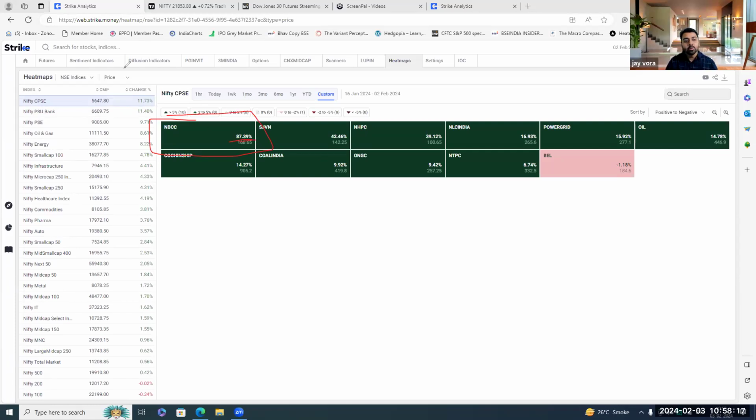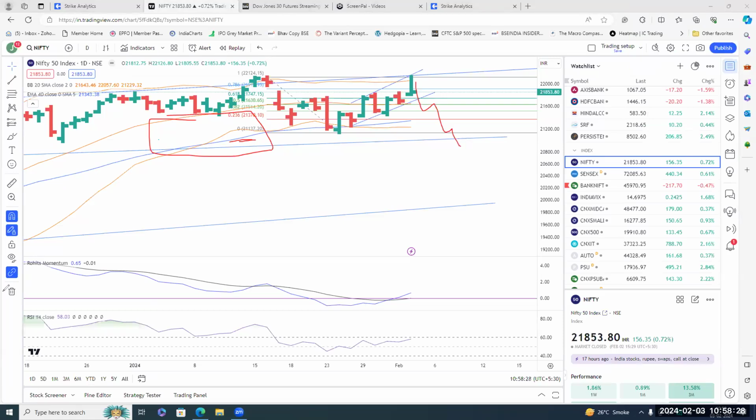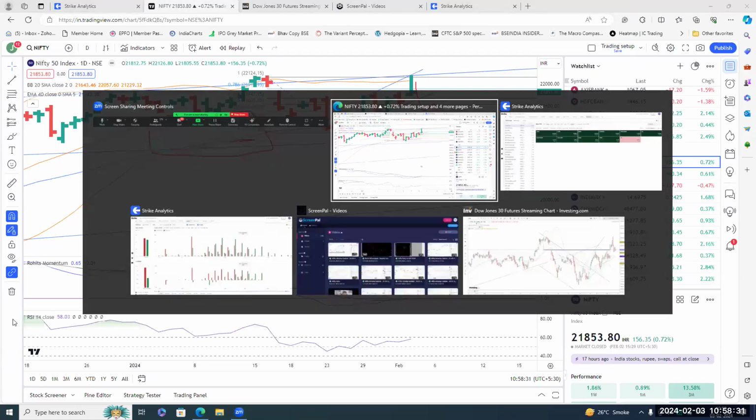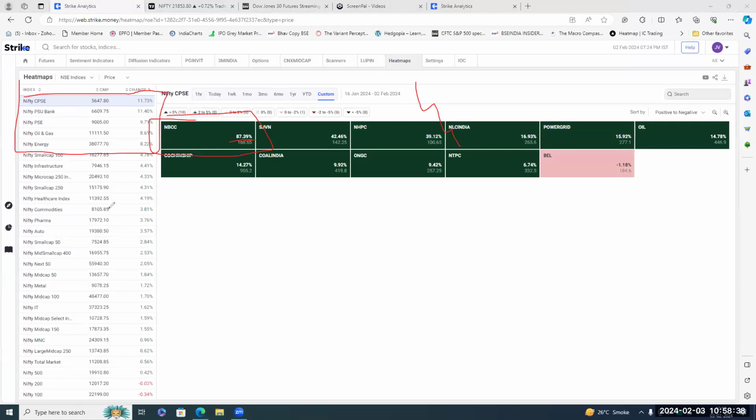Now imagine that if you feel that the market is going to go down, at least you will not short these things, because they are relatively stronger. What you want to do is buy into strength and sell into weakness.